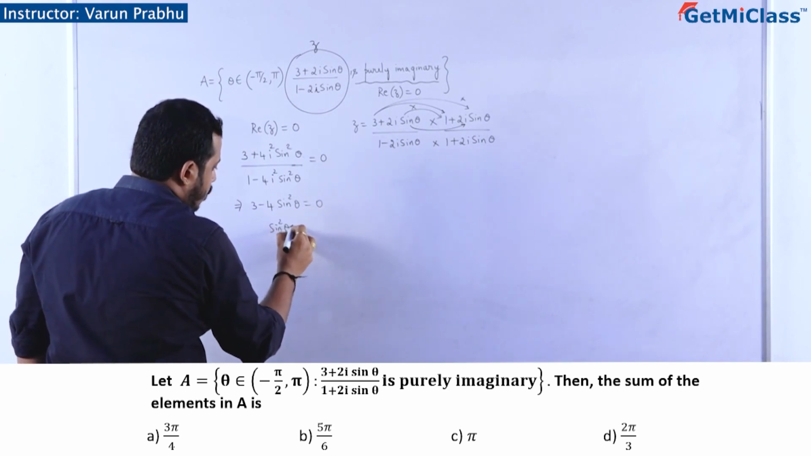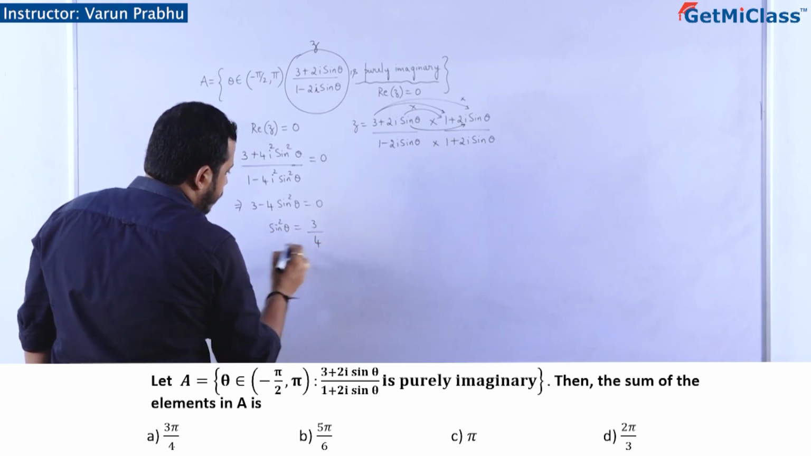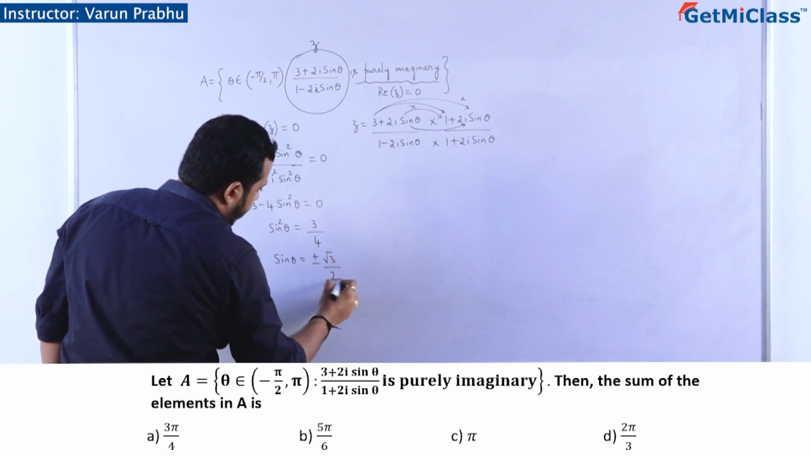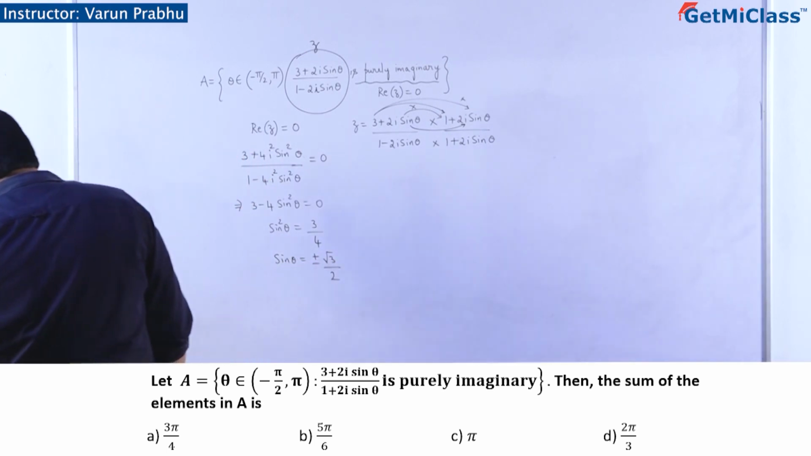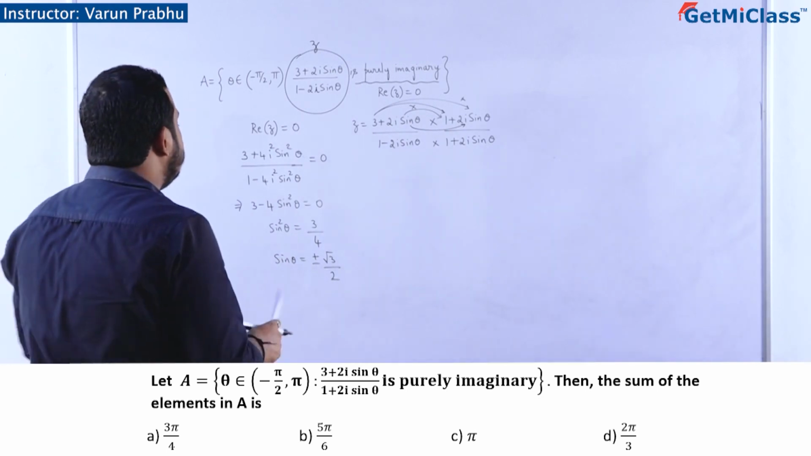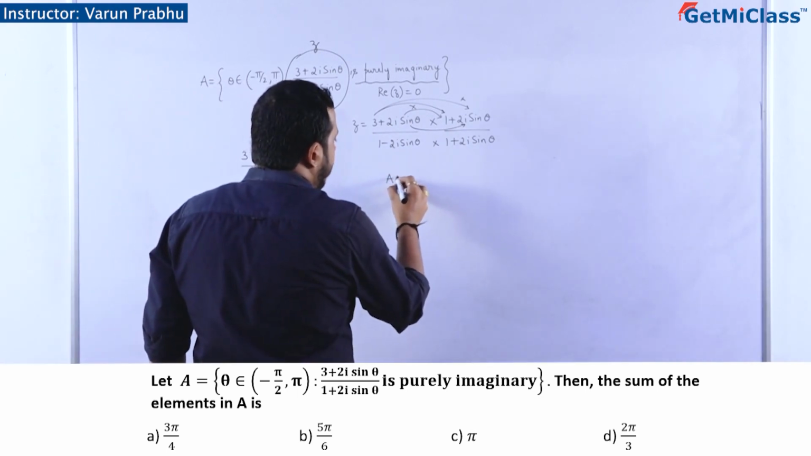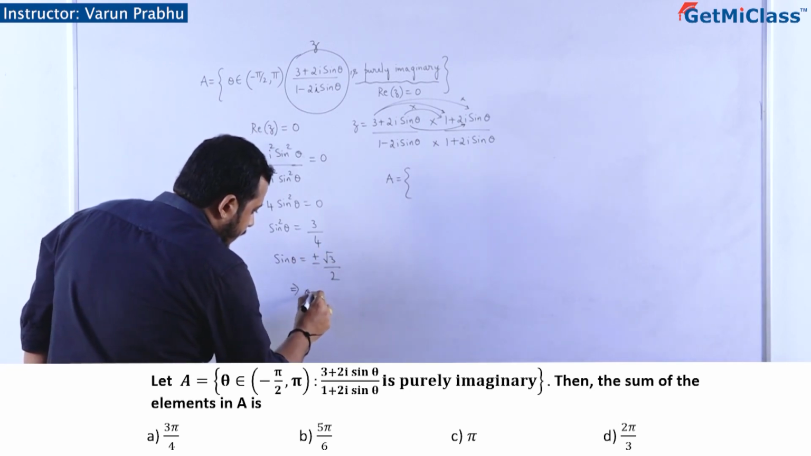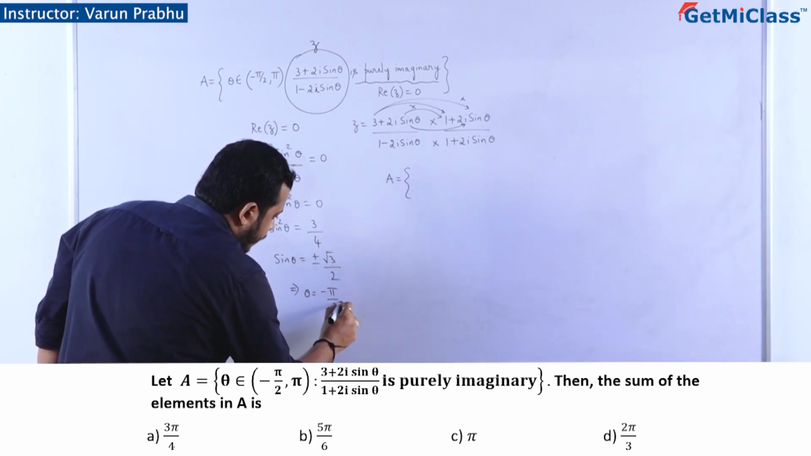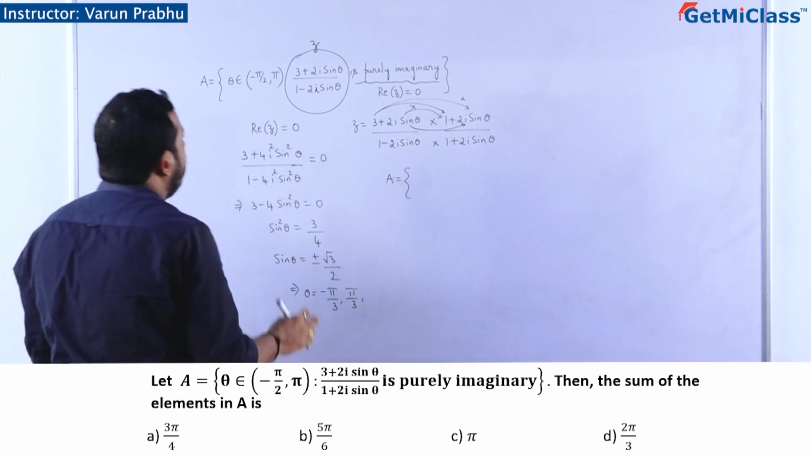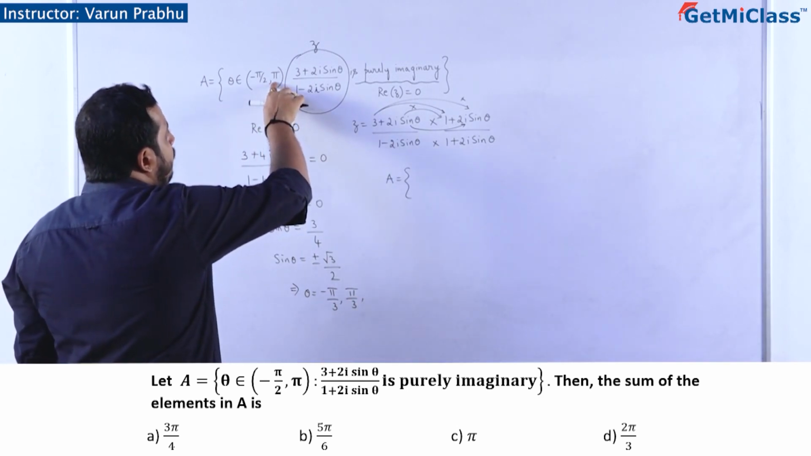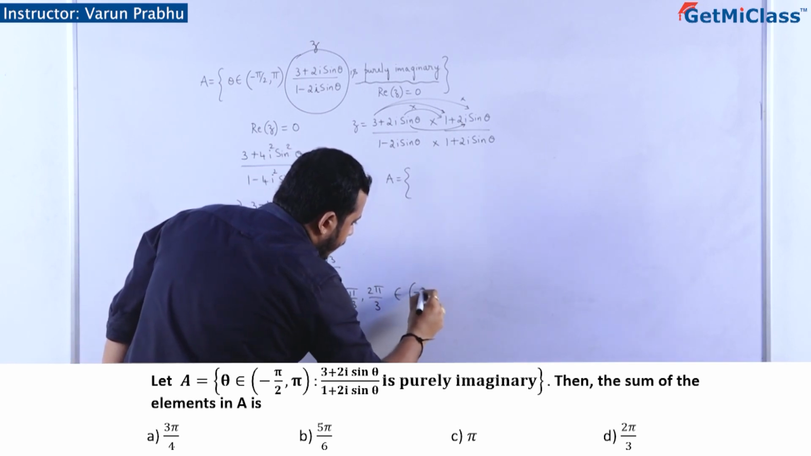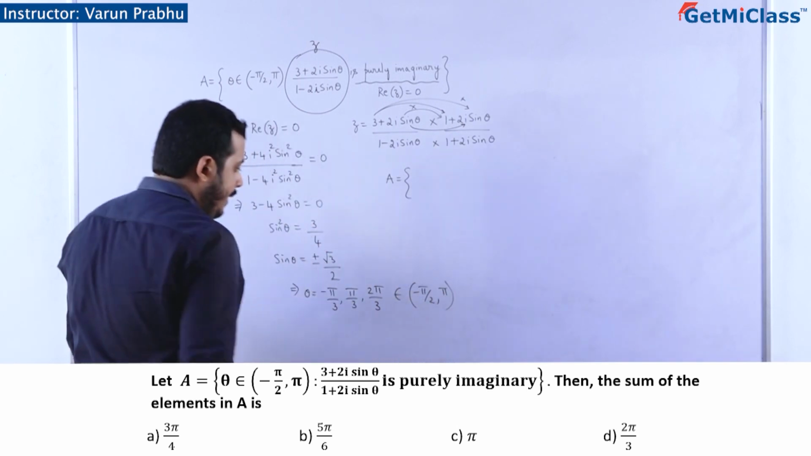Sin square theta should be equal to 3 by 4. So sin theta should be equal to plus or minus root 3 divided by 2. Now the question is asking you the sum of elements in A. So A value will be equal to, see now, this implies theta is equal to minus pi divided by 3, plus pi divided by 3, and it can be up to pi, right? So this is 2 pi by 3. So belongs to, what is it? Minus pi by 2 to pi, right?